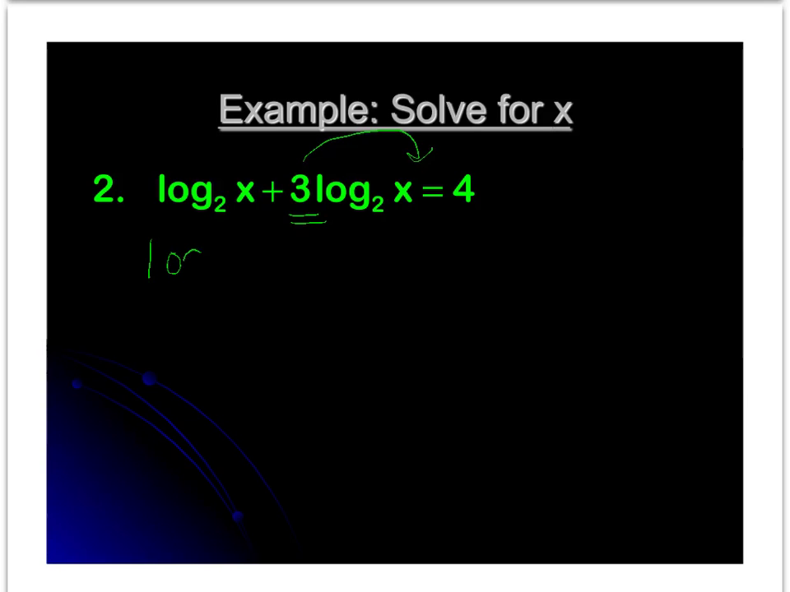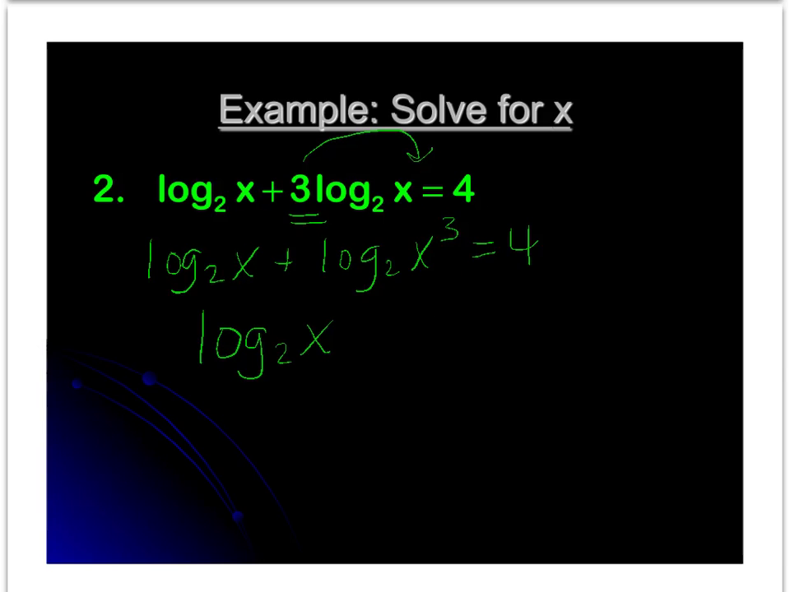So if I rewrite this, this is really log base 2 of x plus the log base 2 of x cubed equals 4. If I continue to try to simplify that left side, since these are being added, we can multiply the x and the x cubed. So on the left side now we have log base 2 of x to the 4th equals 4. And now we've achieved our goal. We have just one log on the left side.